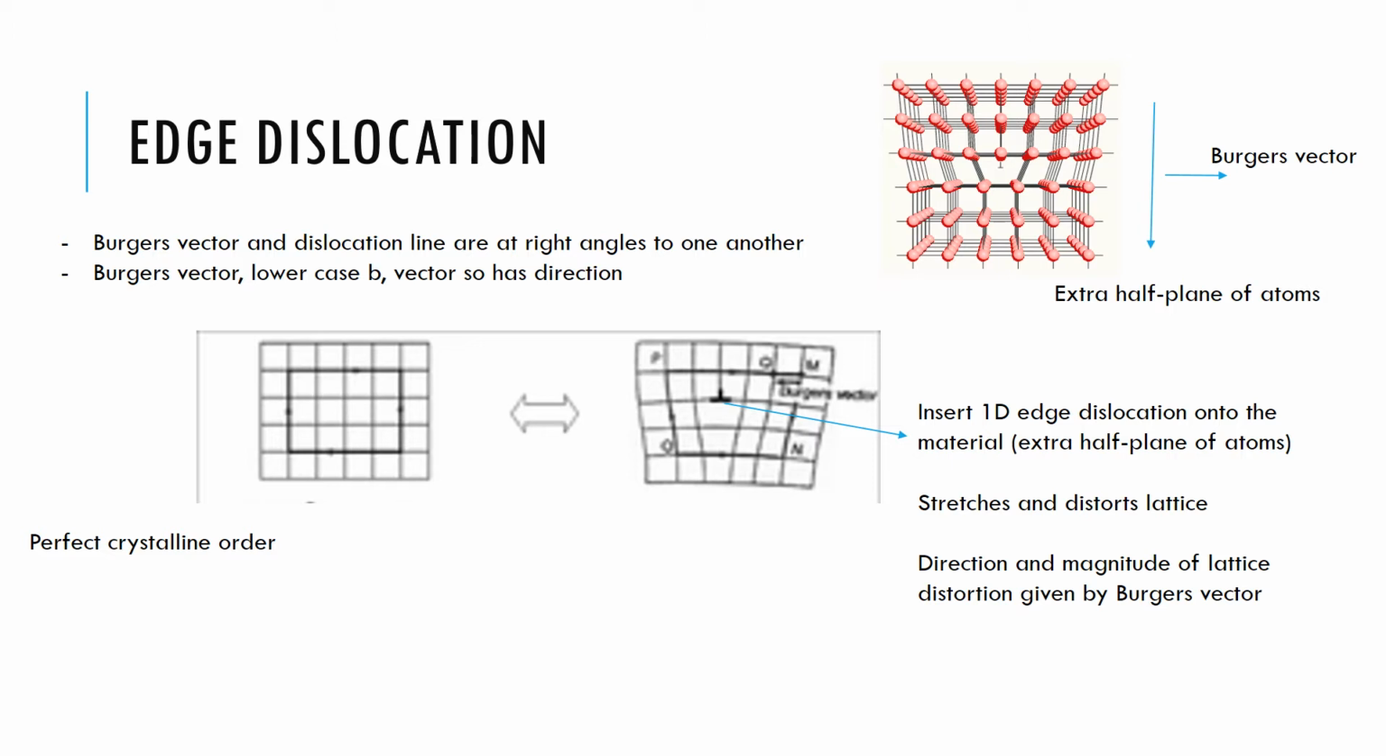Now, the result of having an extra half plane of atoms in the material is that it stretches and distorts the lattice to some extent. And we can define the direction and the magnitude of that lattice distortion by using this idea known as the Burgers vector. So the key thing there, I think, is that there's an extra half plane of atoms within the lattice somewhere, and that creates local distortion and is likely to put the various regions of the lattice under compressive and tensile strain.